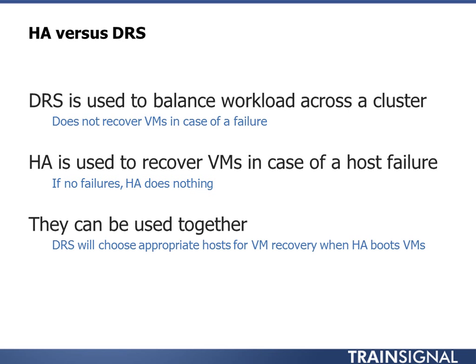But they can be used together. So do you have DRS enabled and set to the proper mode, at least partially automated, which does placement. If HA says, oh man, host 3 just failed, I've got to start 8 VMs on these other hosts, where do I put them? DRS will help figure out the best host to start them on using the placement rules. So it is best to couple DRS and HA together.